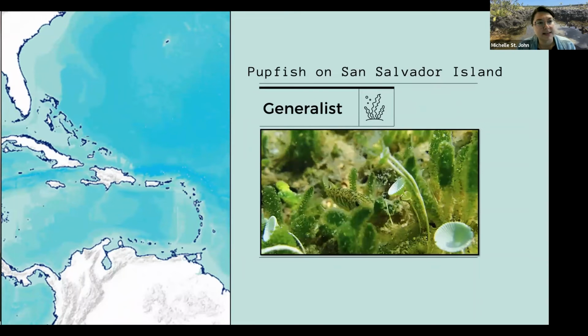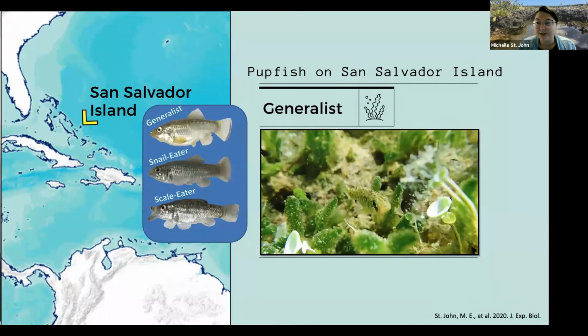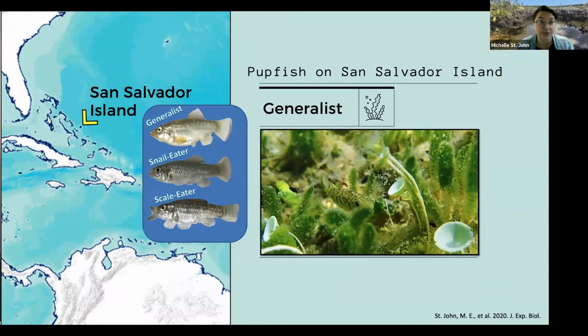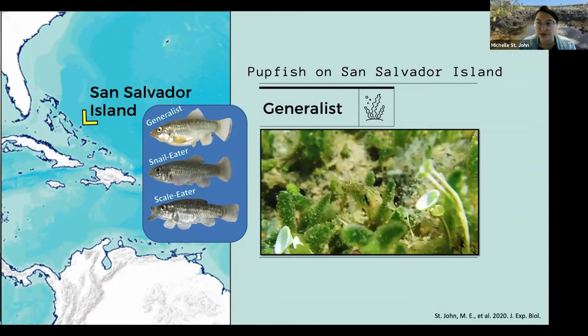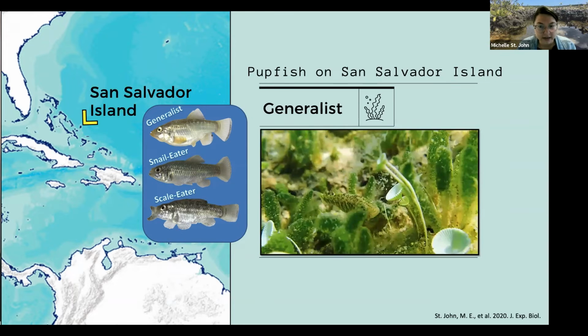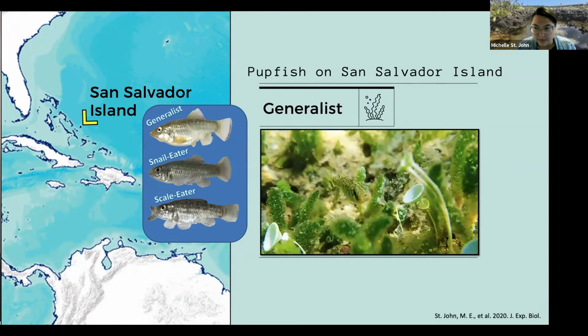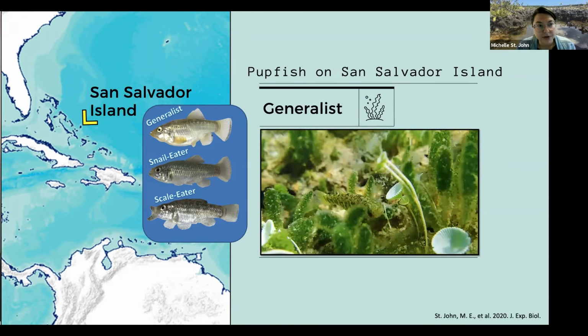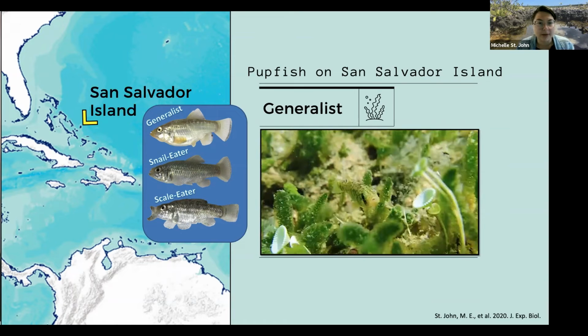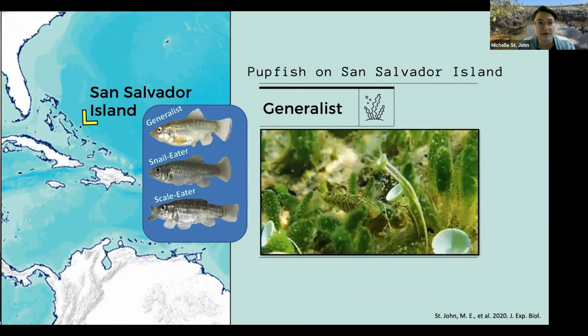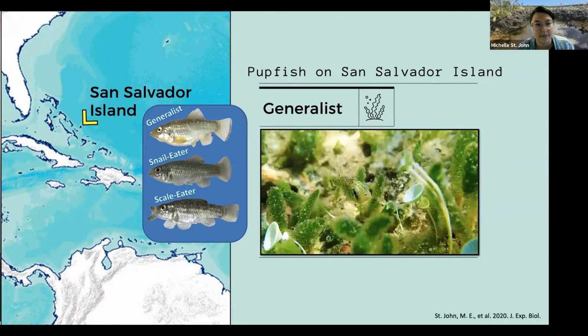However, if we zoom into San Salvador Island in the Bahamas, we will actually find a young adaptive radiation of pupfishes, which include 2 additional specialist species, the scale-eating pupfish and the snail-eating pupfish. So for today, I'm going to focus on the snail eater, but if you want to read more about scale eating, please check out one of my recent publications, and the citation is in that bottom right corner.